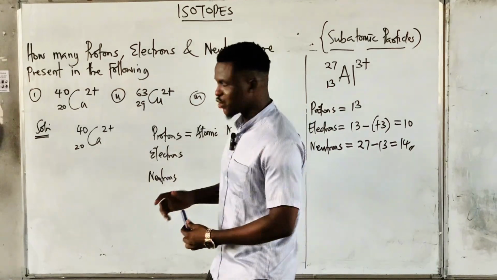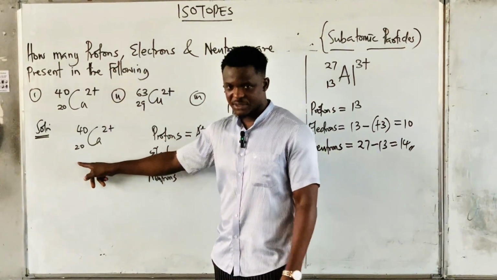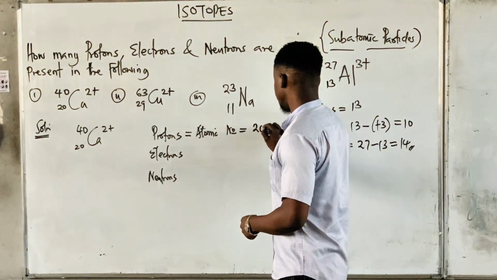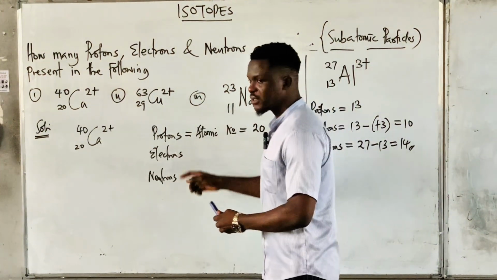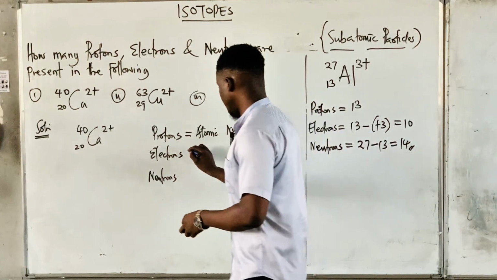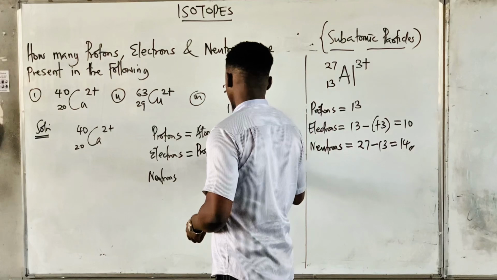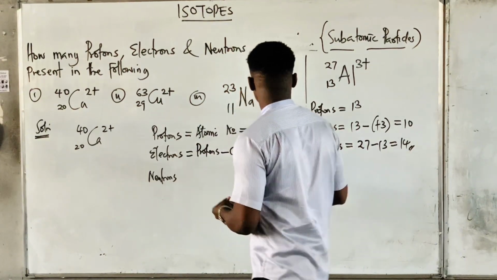Now, protons is same thing as atomic number, which in this case is always what is written as the subscript. Here is how many here? 20. Electrons has a formula, which we're going to say protons minus what? Charge.